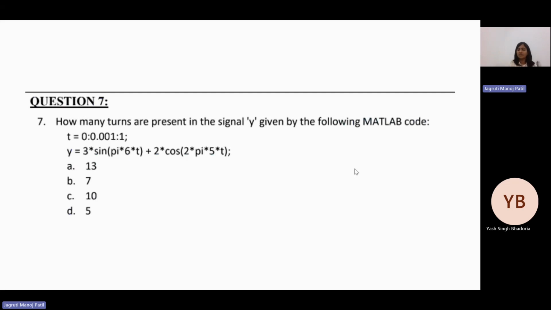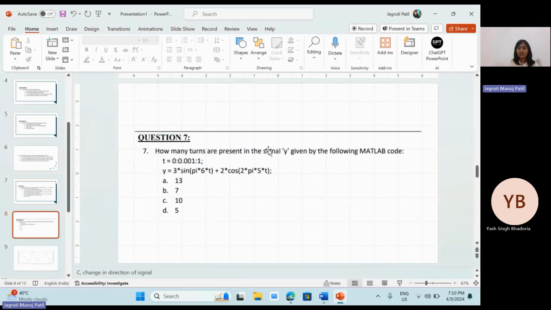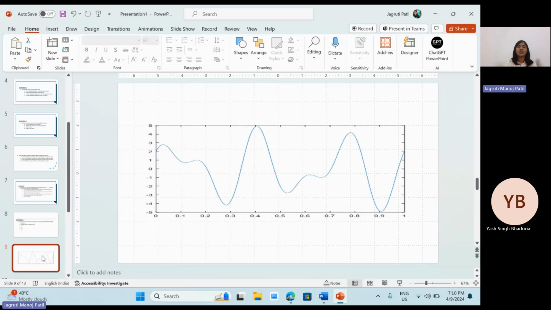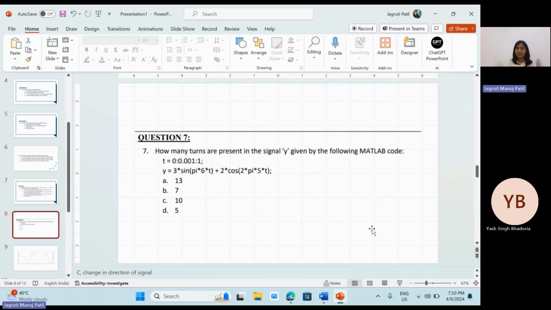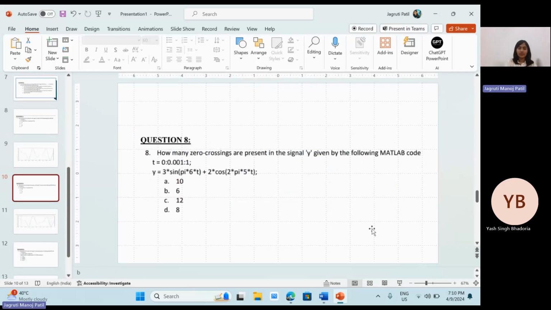So that is how we do that. If we try and plot it, it's something like this. We see how many times it's crossing the zero axis, that many points it is crossing. So it's essentially 5 or something. Sorry, it's 10. Change in direction of the signal, the turns present. Okay, it's not zero crossing, it's turns. So how many times the signal direction is changing, or the slope is changing, will correspond to the turns. Okay. Next is the probability.